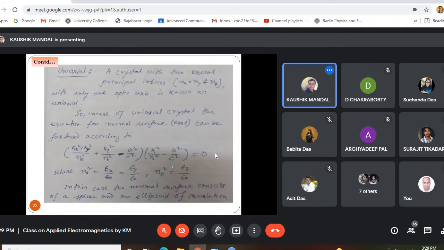Next, come to the second type of crystal, that is uniaxial. Uniaxial means, obviously, what should be the number of optical axes? The optical axis will be 1. And another point regarding the principal indices: two principal indices will be equal, that is nx equal to ny, but that is not equal to nz.